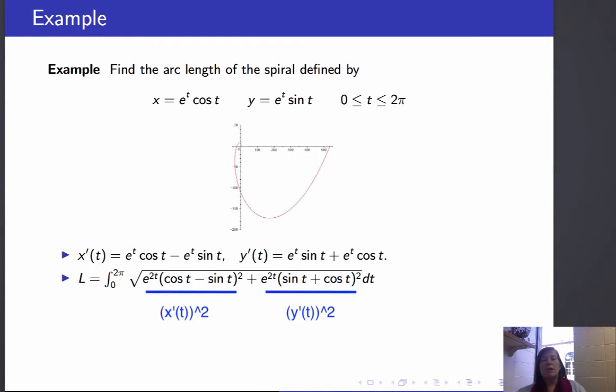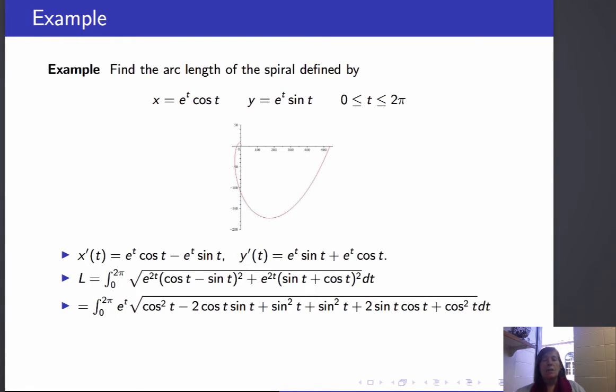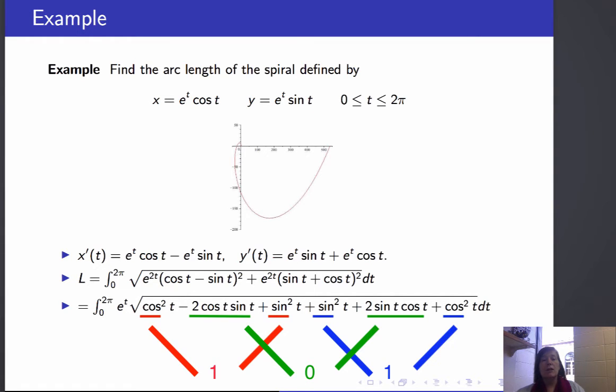And for the length of this segment of this spiral, we have from our formula, it's the integral from 0 to 2 pi, as t increases from 0 to 2 pi, of the square root of e to the 2t times cosine t minus sine t squared plus e to the 2t times sine t plus cosine t squared dt.